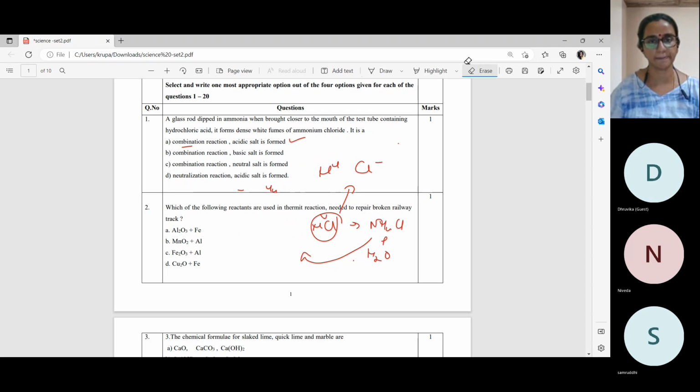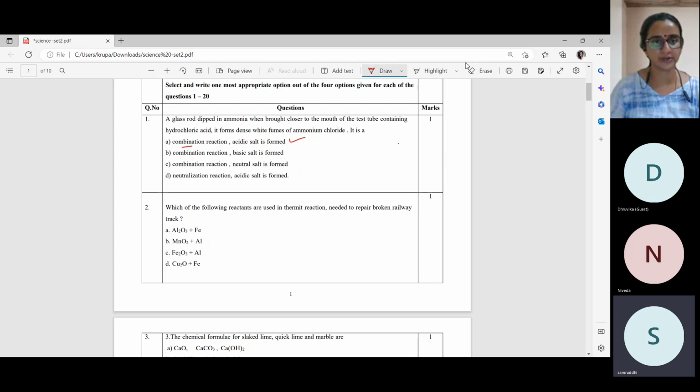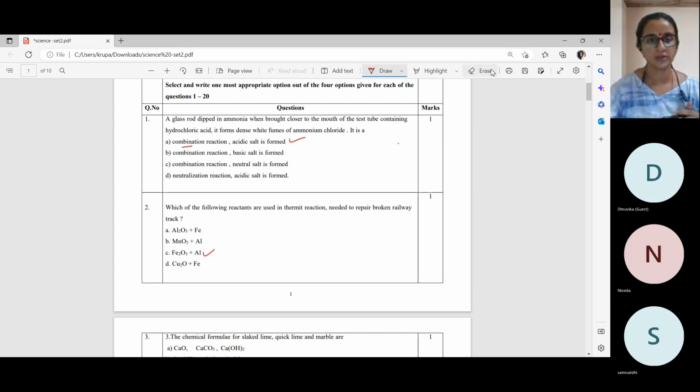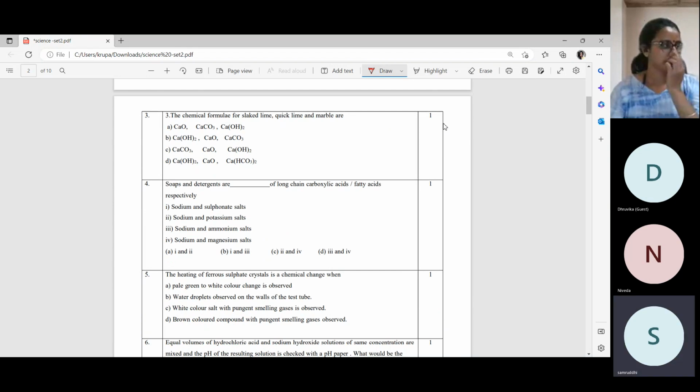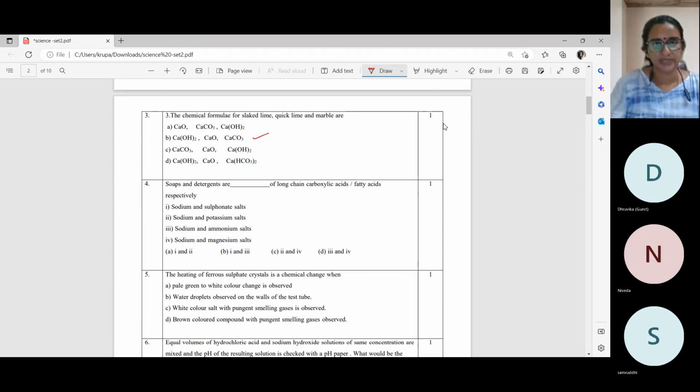Okay, second one. Option C. Okay, option C is right. So you have Fe2O3 plus Al as the correct answer for that. Perfect. All right, let's move on. What about question 3? Option B. Yes.